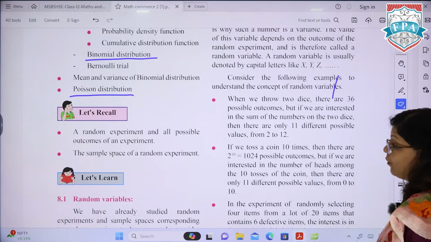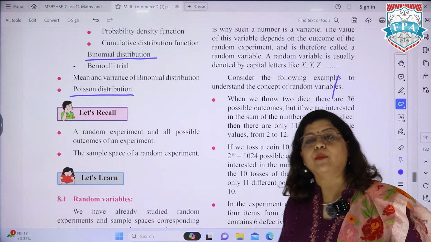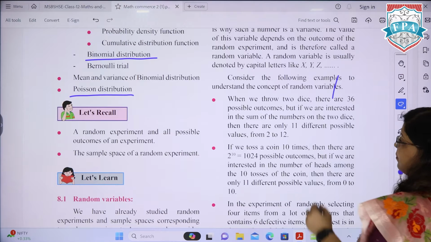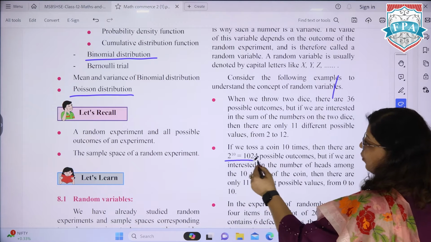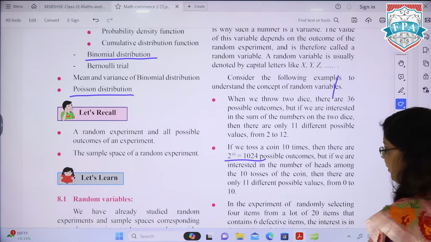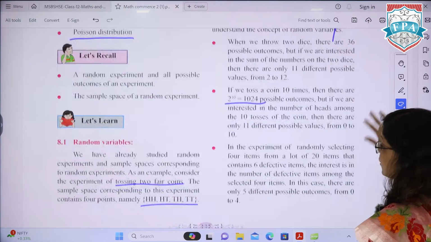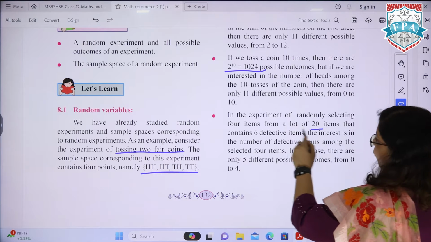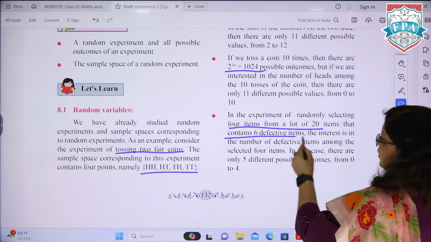Similarly if we toss a coin 3 times, it will become 2 cube, 8 options आएंगे. If we toss a coin 10 times, that becomes 2 to the power of 10, 1024 possible outcomes will be there. So if we experiment जो है, जो randomly select कर रहे हैं, say 4 items from a lot of 20 items, then it contains 6 defective.